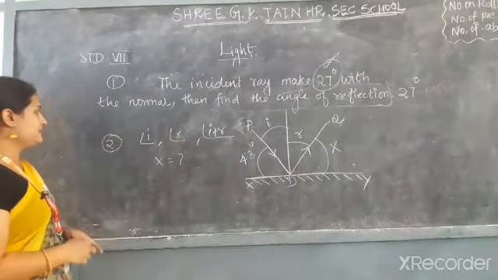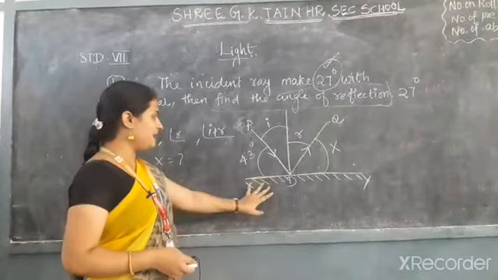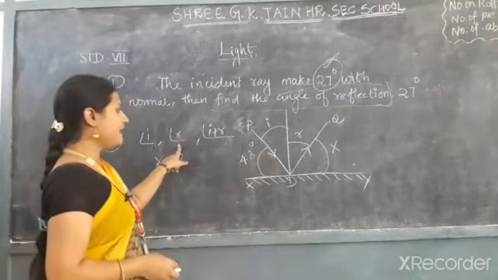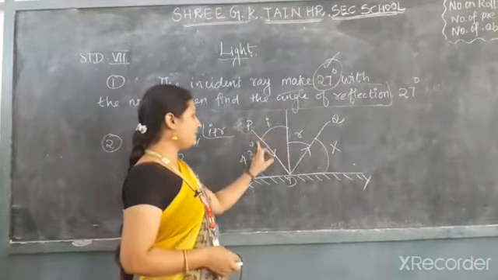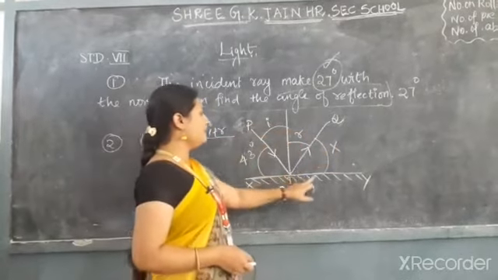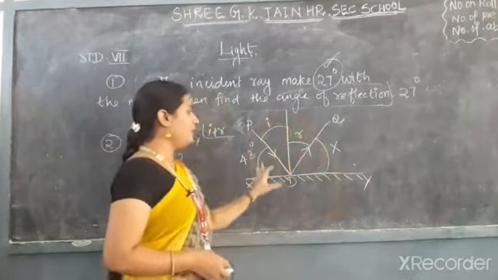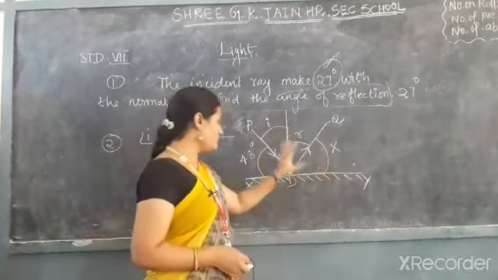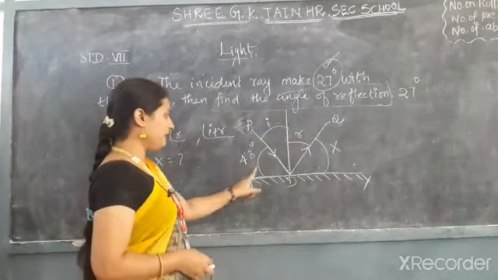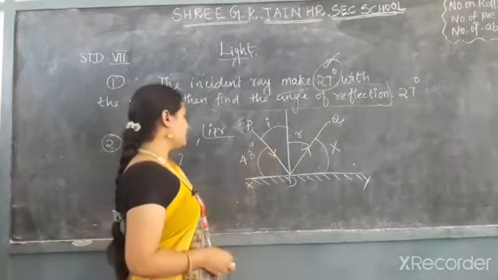Then the second case. They have given one diagram. Using this diagram, we have to find the angle of incidence, the angle of reflection, the angle between the incident ray and the reflected ray, and the angle between the reflected ray and the plane. We have to find those angles using only this one angle, which is the angle between the plane and the incident ray. It is quite easy.